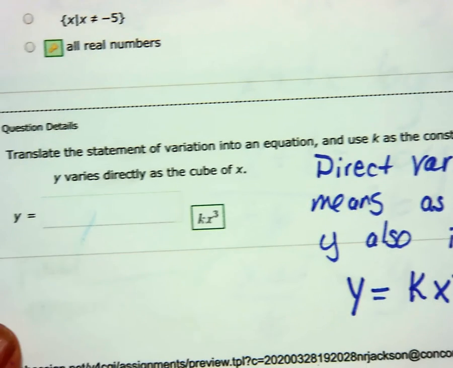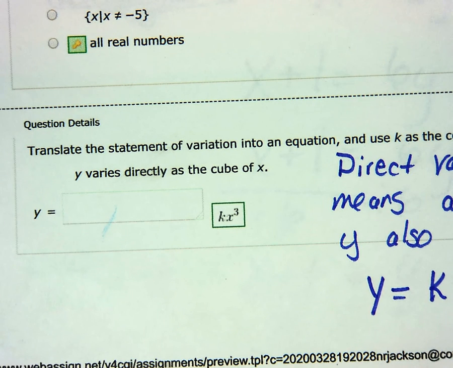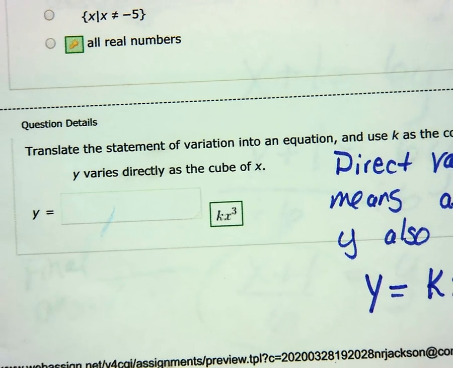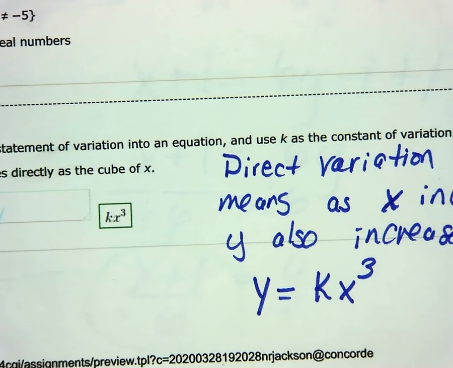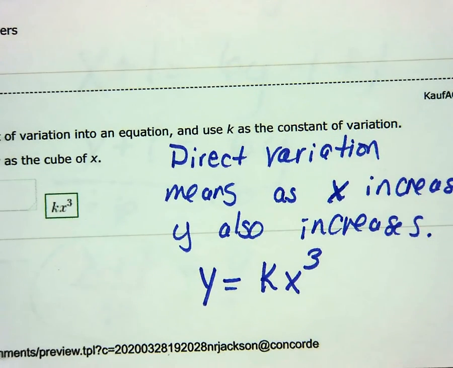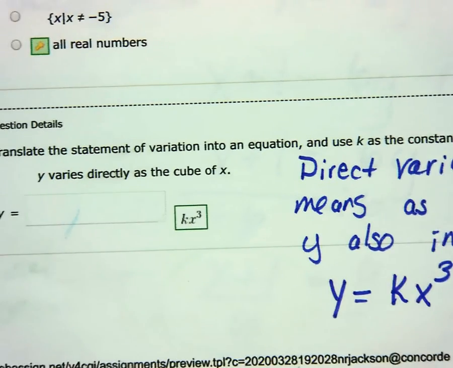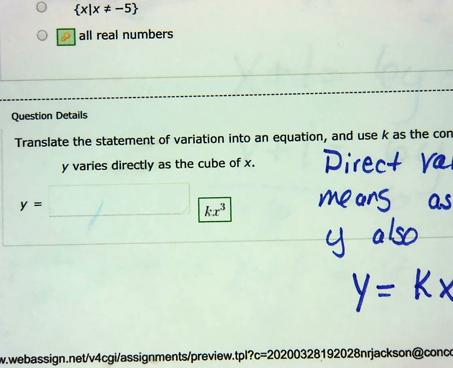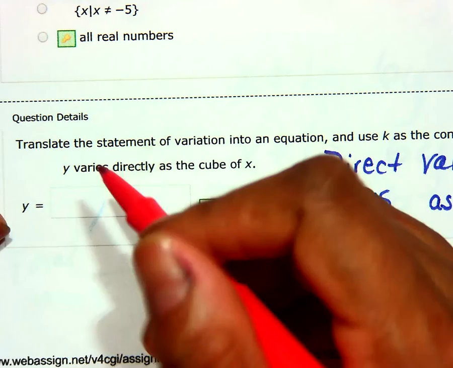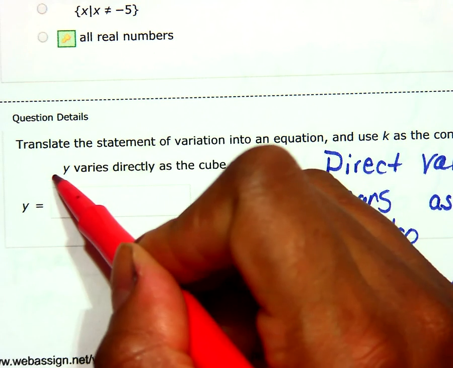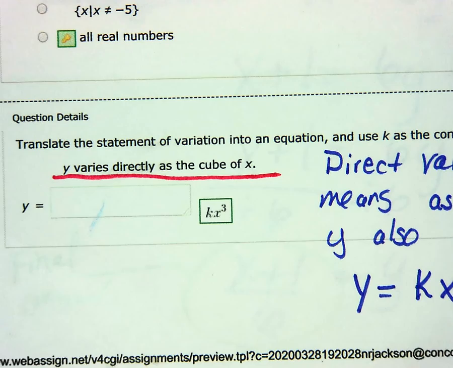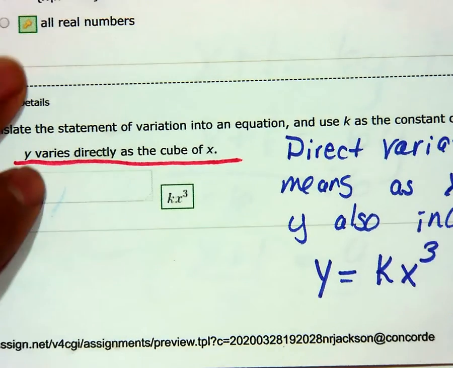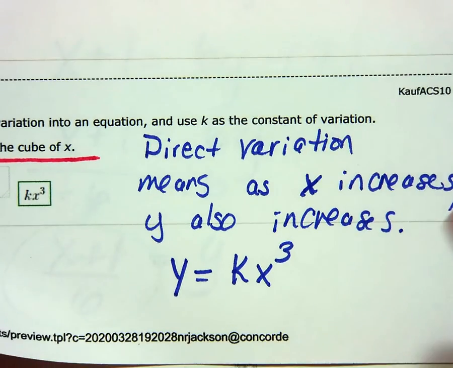So take a moment to read it, and I'm going to try to slide it very slowly so you can understand it. So it's asking you to translate the statement of variation into an equation and use k as the constant of variation. So what it wants to know is what type of equation will you have where y equals something that directly varies with the cube of x.